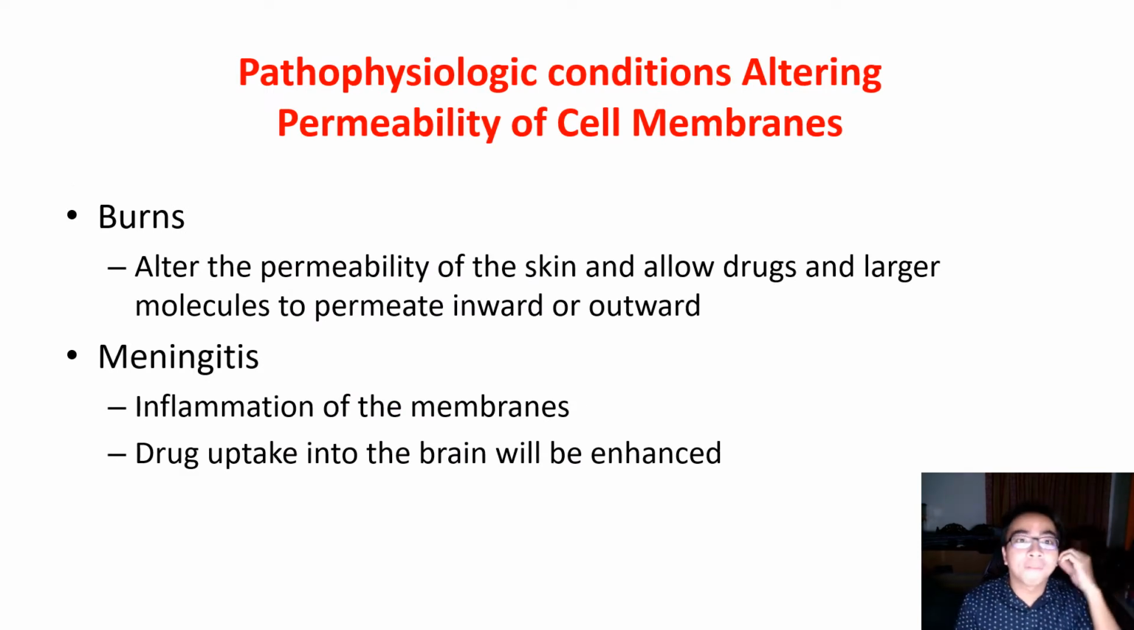So what are other pathophysiologic conditions altering permeability of cell membranes? Having burns or meningitis. Okay, with burns class, it alters the permeability of the skin and allows drugs and larger molecules to permeate inward or outward. Remember class that the skin is one of the primary barriers, okay, of our body. Okay, this is a barrier. It separates our insides from the outside environment.